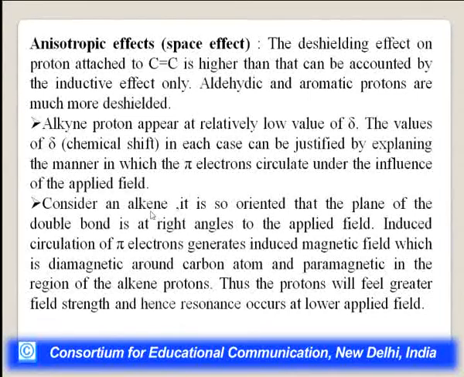Consider an alkene. If it is oriented so that the plane of the double bond is at right angles to the applied field, then induced circulation of pi electrons generates an induced magnetic field, which is diamagnetic around the carbon atom and paramagnetic in the region of the alkene protons. The protons will feel greater field strength when it is parallel to the induced magnetic field. Hence, the resonance occurs at lower applied field.